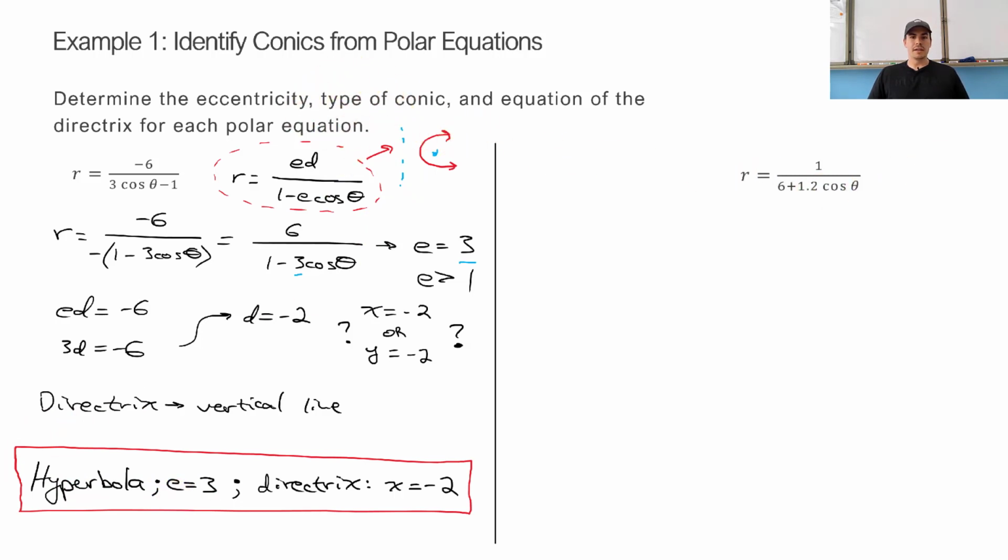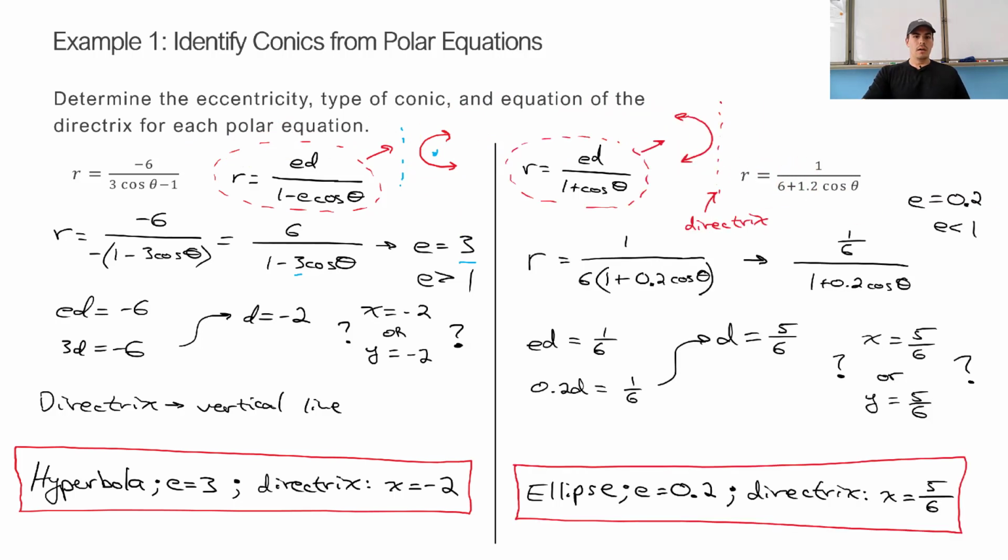Go ahead and pause the video, and try to do the same thing: identify the eccentricity, type of conic, and the equation of the directrix for this polar equation here. All right, here's what I got. An ellipse with an e value of 0.2, and a directrix equation of x equals 5/6.